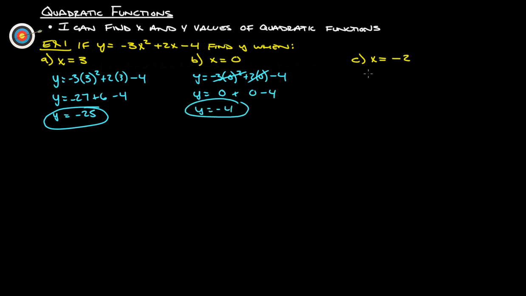And this last one, plug negative 2 in for all the x's. So we get y equals negative 3 times negative 2 squared plus 2 times negative 2 minus 4. Negative 2 squared is 4. 4 times negative 3 is negative 12. 2 times negative 2 is negative 4, and we also have another negative 4. So that gives us y equals negative 20. Okay?